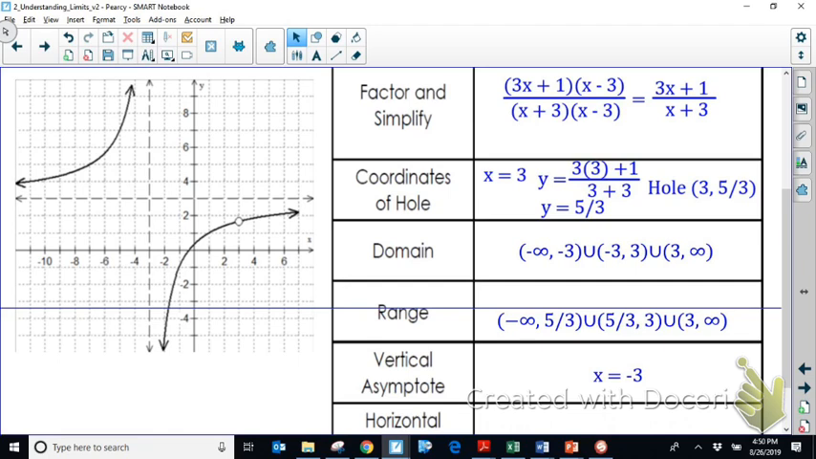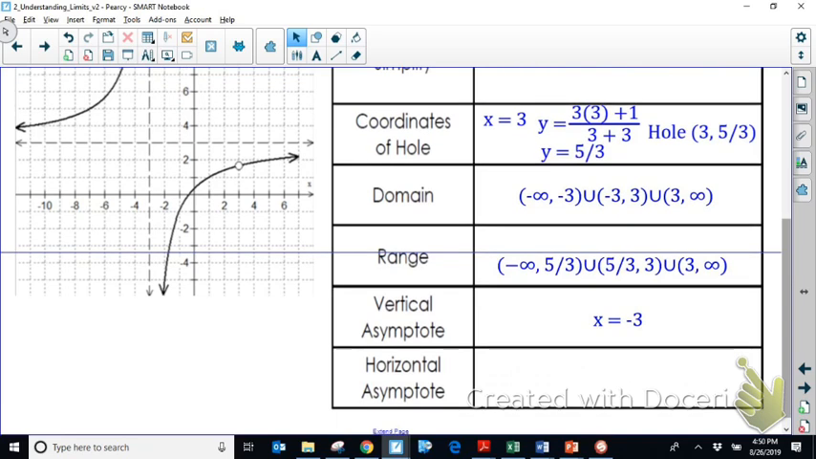x is equal to negative 3 for the vertical asymptote, and the horizontal asymptote. If you recall from your pre-cal information, this is a balanced function, so if I look at the ratio of the leading terms, I compare those and I get a horizontal asymptote at y is equal to 3.